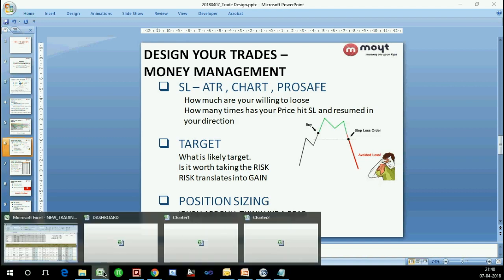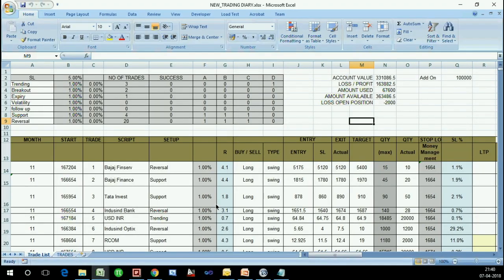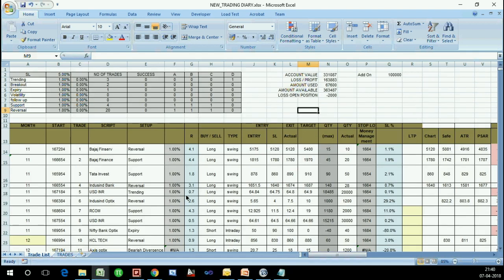By position sizing, what I mean is, let's come to the Excel sheet I shared with you guys. In your free time, you can look at it. So here is the complete layout of the Excel sheet. What it says is, here is the type of trades. It is trending trade, breakout, expiry for the options, volatility for the options, support and reversal. These are the type of trades I've been taking. Majority I was trading reversals. They are very profitable. Don't go by the data. This is not complete, right?